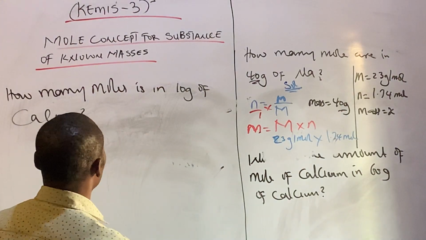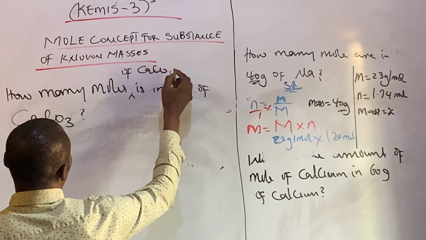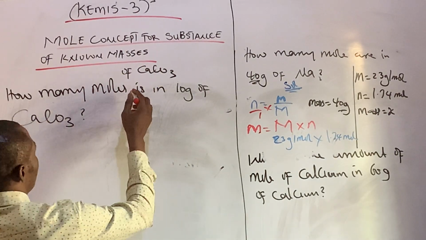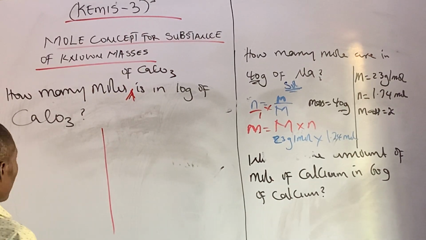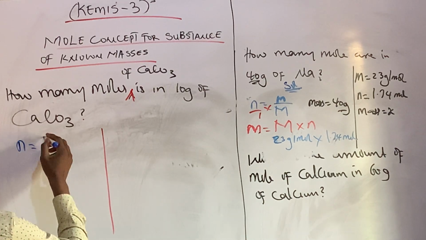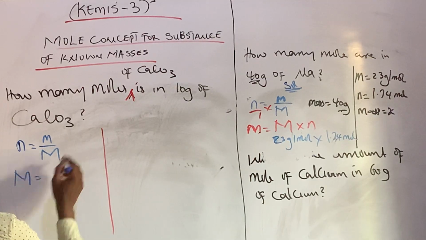So how many moles of calcium trioxocarbonate IV is in 10 grams of calcium trioxocarbonate IV? Now, how do you solve this? You are going to, first of all, find the formula, which is mole is equal to mass over the molar mass. Now, what's the molar mass of this compound?